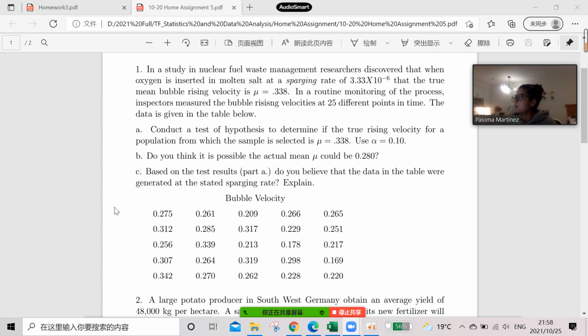In the routine monitoring of the process, inspectors measured the bubble rising velocities at 25 different points in time. The data is given in the table below. So part A, conduct a test of hypothesis to determine if the true rising velocity for the population from which the sample is selected is mu equals 0.338. Use alpha 0.10.